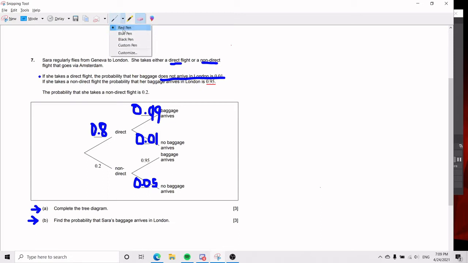The first scenario, which is marked in red, is this one. She takes a direct flight, and then her baggage arrives. The second alternative, also in red, is that she takes a non-direct flight, and then her baggage arrives.